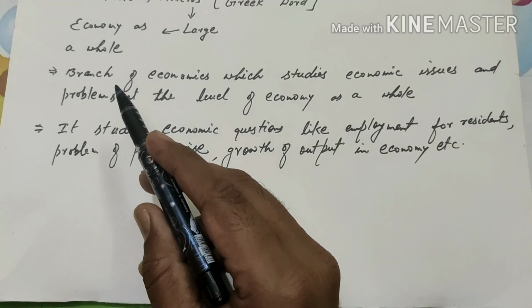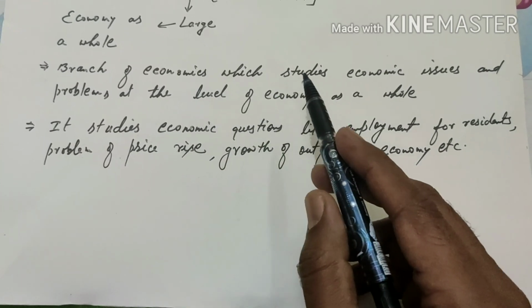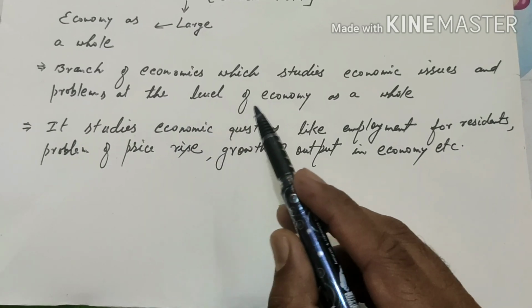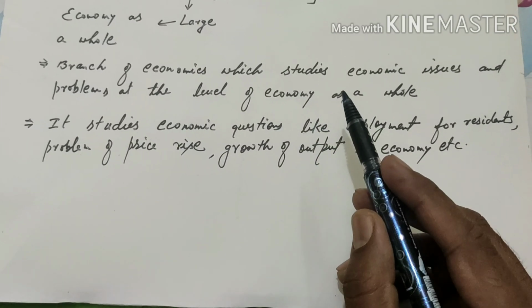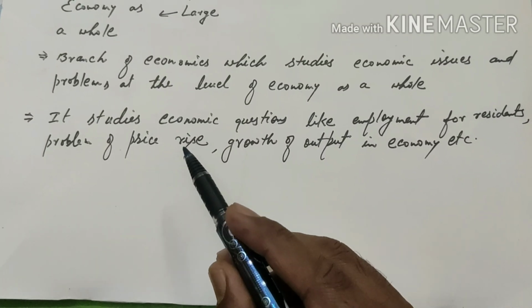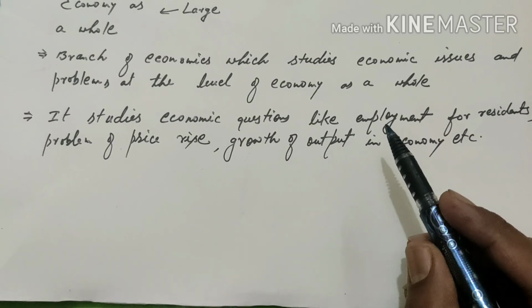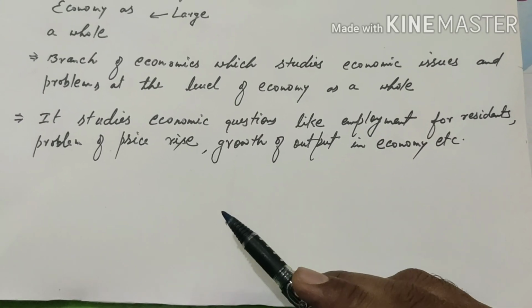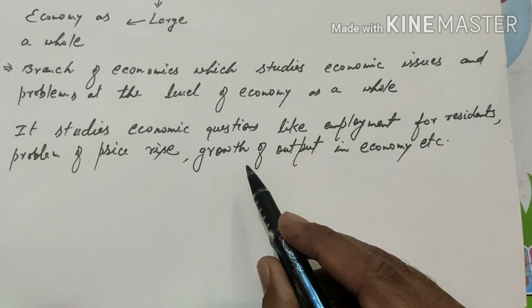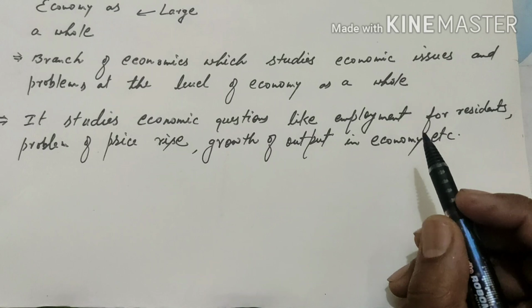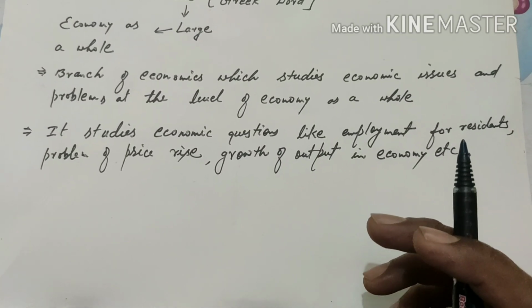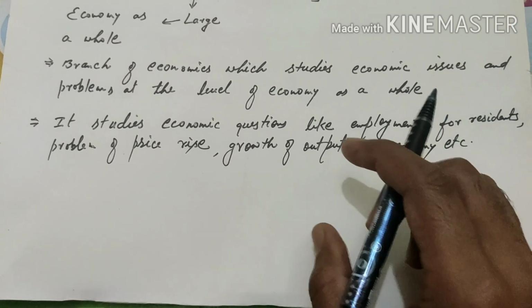The branch of economics which studies economic issues and problems at the level of the economy as a whole is known as macroeconomics. What does it study? It studies economic questions like employment for residents, problems of price rise, which is also known as inflation, growth of output in the economy, etc. So this is about the origin and the definition of macroeconomics.